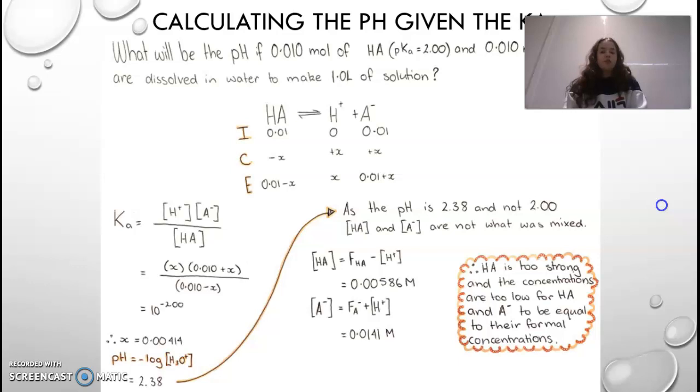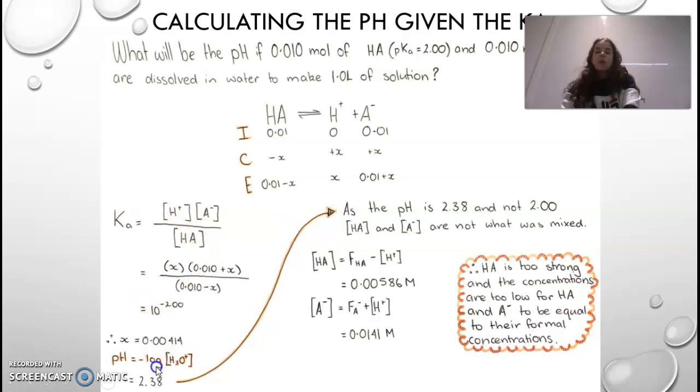Okay, so first of all, we draw our table. It helps us see what's going on, and you can see that we have initial concentrations of both HA and A- in this situation. This one is losing some concentration, this one is gaining some, therefore at equilibrium, those will be our concentrations. We'll draw up our Ka expression and then pop in our values.